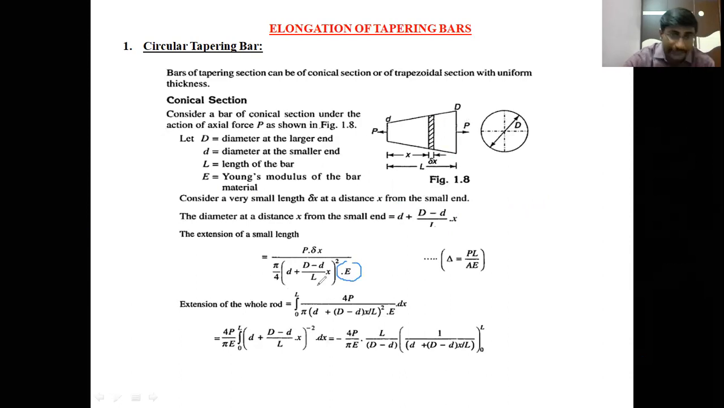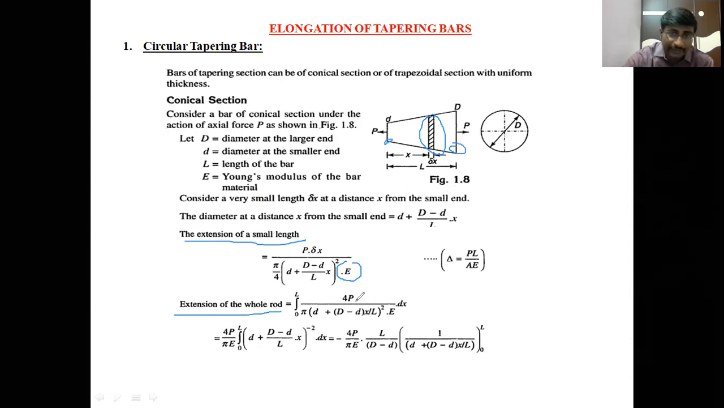So from this equation, we get the extension of the small length delta X. To find the total extension, we integrate the equation throughout the member. If we integrate that equation, we get the extension of the whole rod. Extension of the whole rod is equal to the integration of this equation, where X varies from 0 to L.